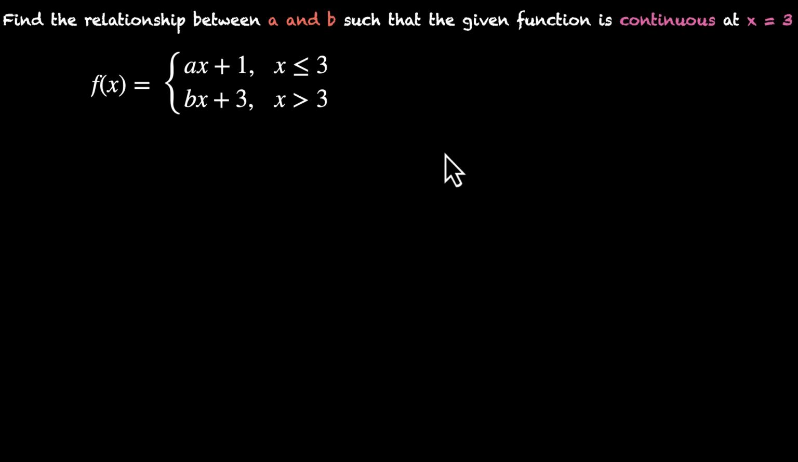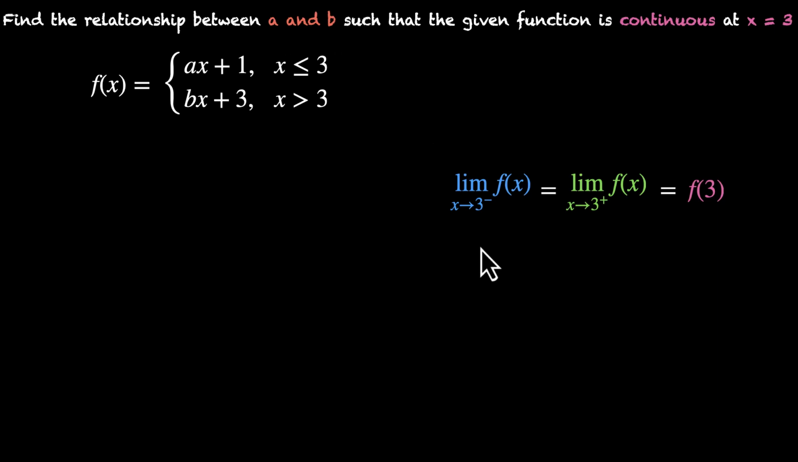So what should happen for the function to be continuous at x equals 3? Well, the limits should be equal. The left hand limit should be equal to the right hand limit, and these should be equal to the value of the function at x equals 3. When this happens, the function is continuous at x equals 3. So we'll use this to form equations and use those equations to find the relationship between a and b.